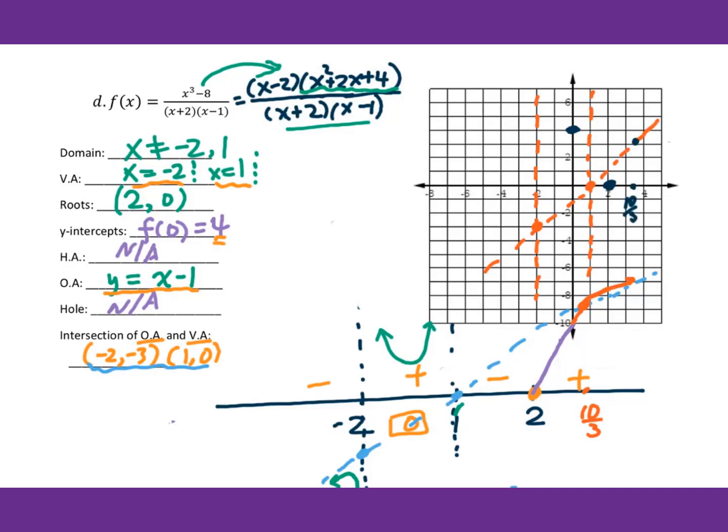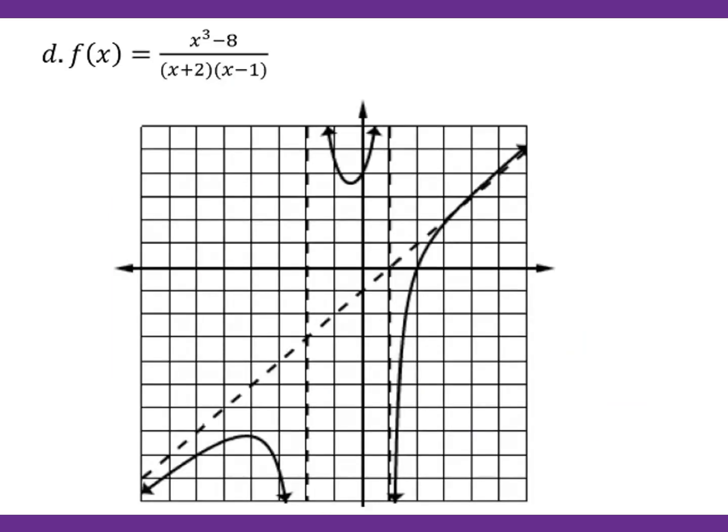Find the point 10 over 3 on the x-axis. Then you could see this will be the intersection of the rational function and the oblique asymptote line. Now we can sketch the graph. This is a real graph of D.